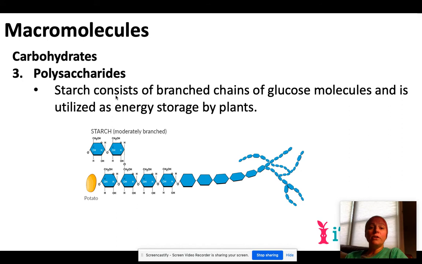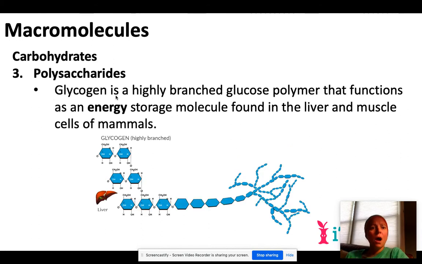Polysaccharides are really good for energy storage in plants. So we usually see these in the cell walls of our plants. And so that's our starch. Glycogen is actually energy storage, but this is in animals and it's in our liver and in our muscle cells. So where starch is in plants, glycogen is in the animal. But again, both are polysaccharides.